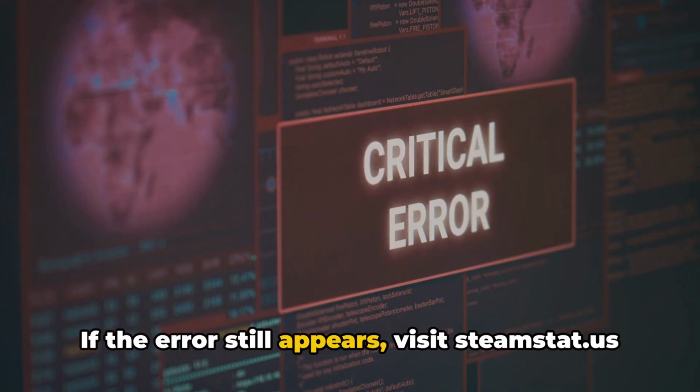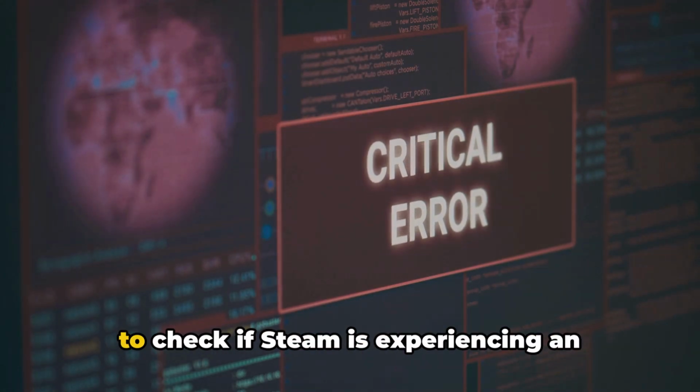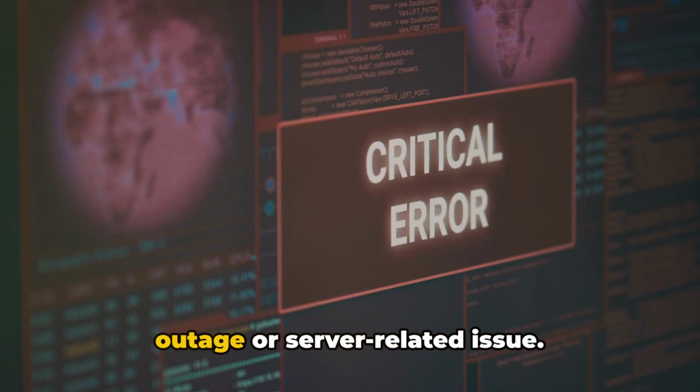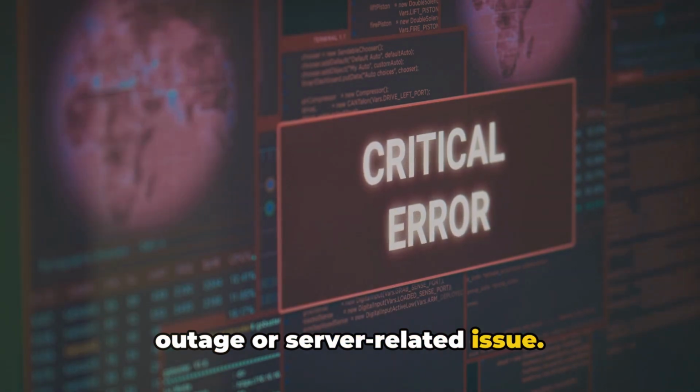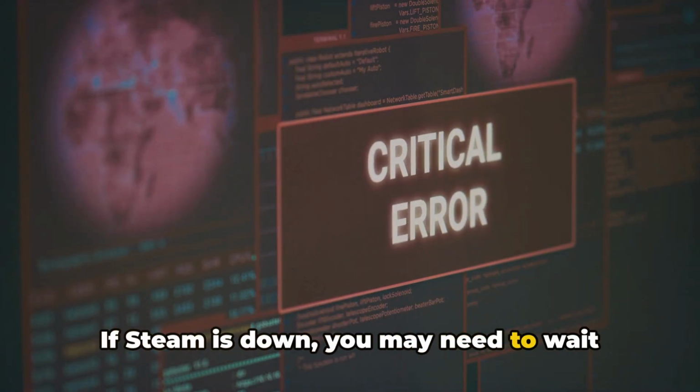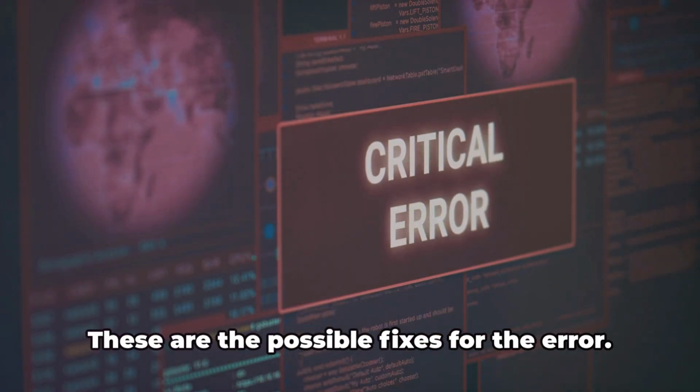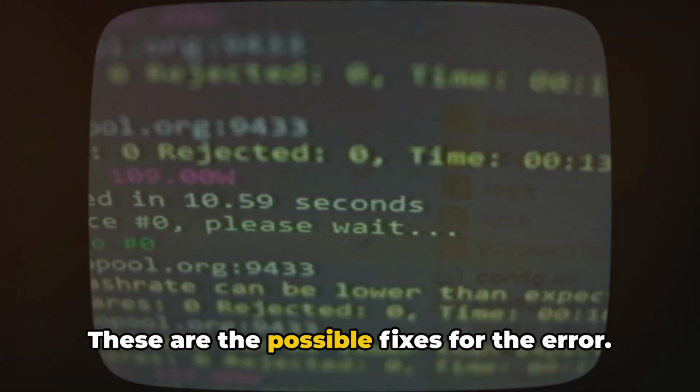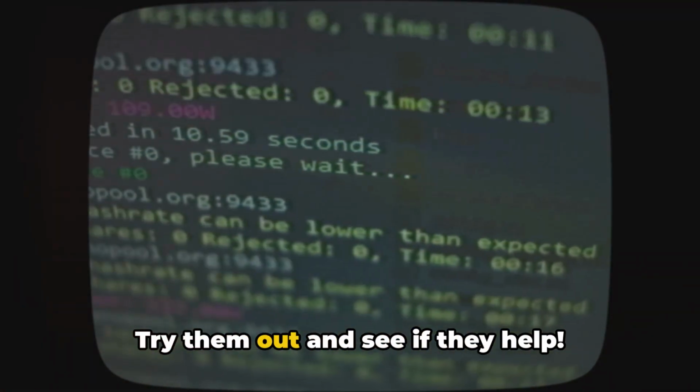If the error still appears, visit steamstat.us to check if Steam is experiencing an outage or server-related issue. If Steam is down, you may need to wait until their services are restored. These are the possible fixes for the error. Try them out and see if they help.